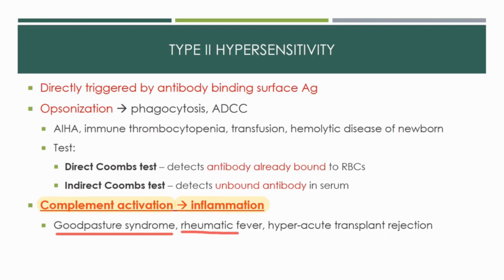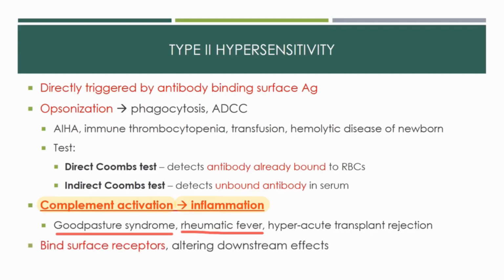In rheumatic fever, a complication of infection with group A strep, antibodies that are made against the strep M protein cross-react with self-antigen in the heart, leading to mitral valve damage. And hyperacute transplant rejection also involves antibody-induced destruction by complement, as we'll discuss coming up later in this lecture.